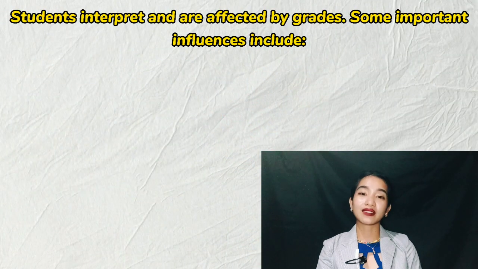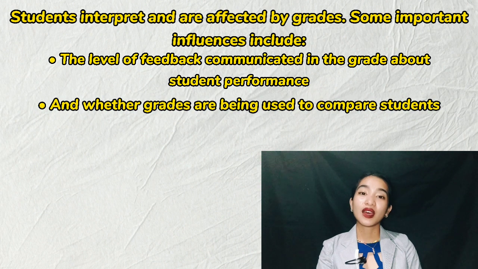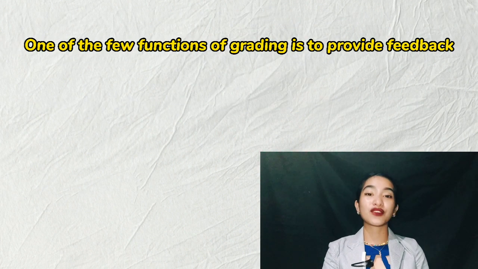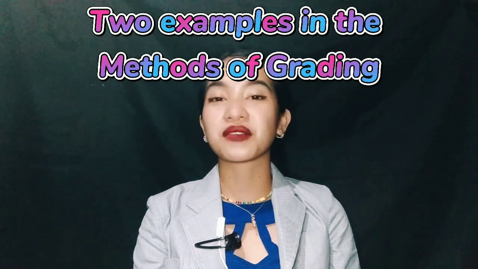Functions of grading. Students interpret and are affected by grades. Some important influences include the level of feedback communicated in the grade about student performance, and whether grades are being used to compare students. One of the key functions of grading is providing feedback. For example, when a student sees a grade with no comment, there is no information about why the grade was earned. Two examples of the methods of grading.